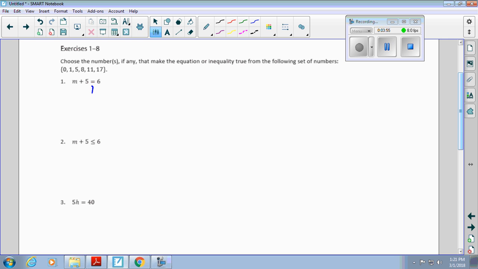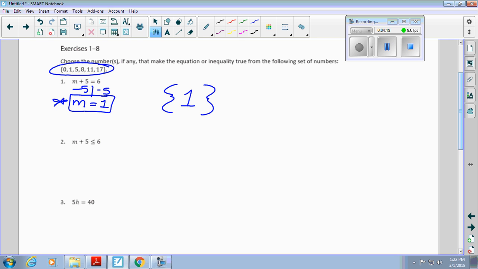So you're going to solve these, and you're going to subtract 5 from each side. You're going to be left with m equals 1. All right, so then what you do is you look up in this set of numbers right here and decide which numbers fit this criteria right here. So in this case, m can only equal one thing, and that is the number 1. So that would be the only number that would work out of that set, or in general.